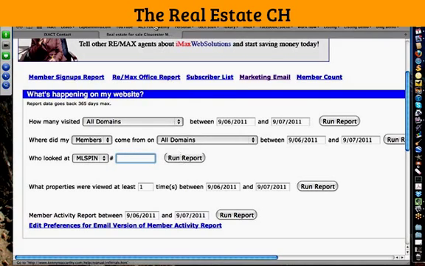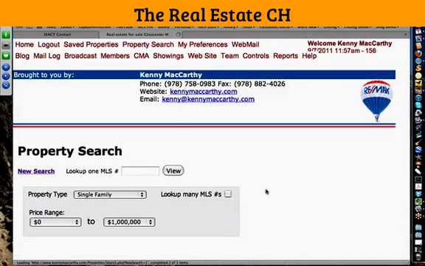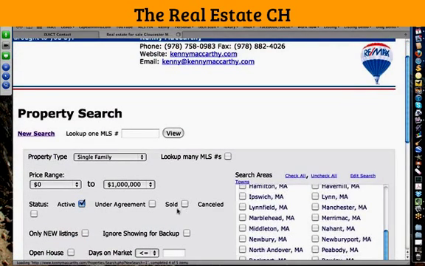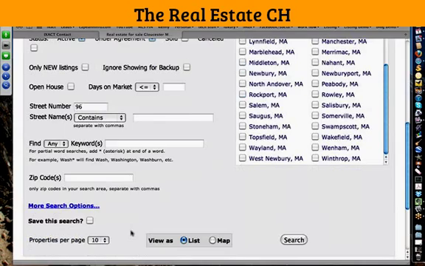I don't know any MLS numbers off the top of my head, so I'm just going to go find one of my listings right now. And the way we'll do that is we'll just click Property Search, and it happens to be under agreement, the one we're going to look at. And it's in Ipswich, and the number on the house is number 96, so it's easy to find it. And then we'll go down here and we'll click search.